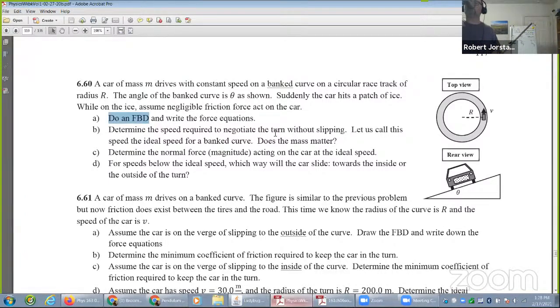There's negligible friction on the car because it's icy roadway. That might help. It's driving and it hits a patch of ice, so there's no friction.